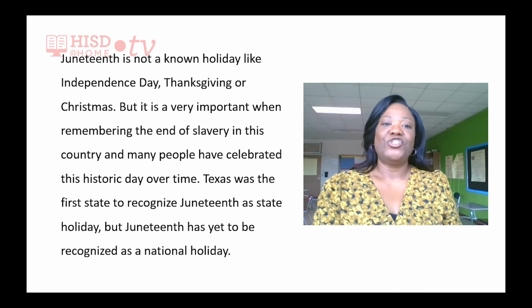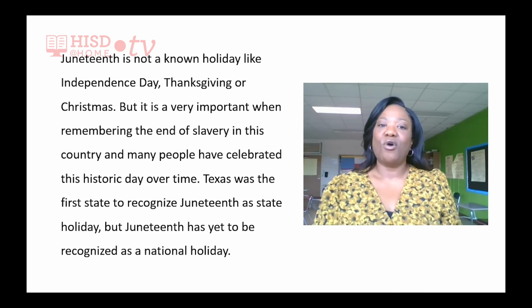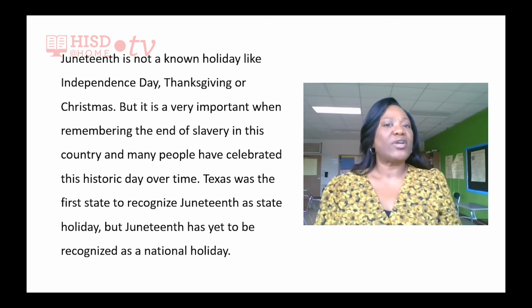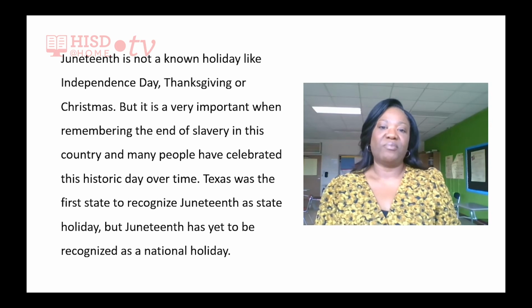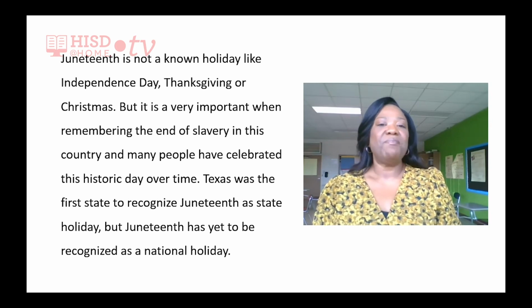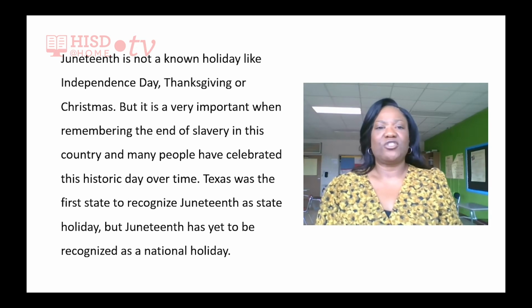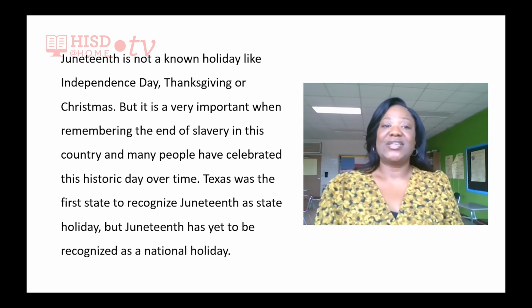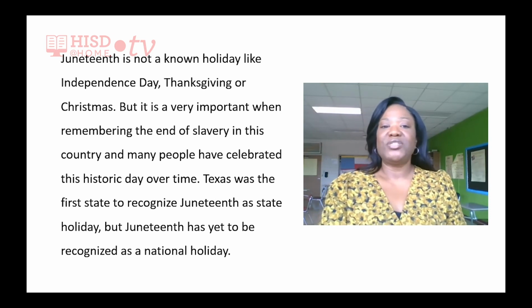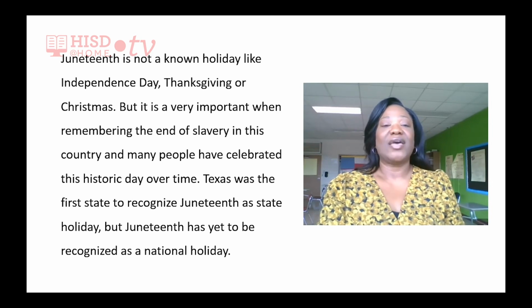Juneteenth is not as well-known a holiday as Independence Day, Thanksgiving, or Christmas, but it is a very important day to remember the end of slavery in this country. And many people have celebrated this historic day over time. Texas was the first state to recognize Juneteenth as a state holiday, but Juneteenth has yet to be recognized as a national holiday.